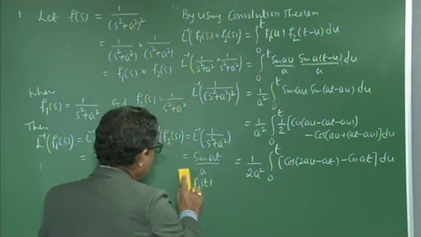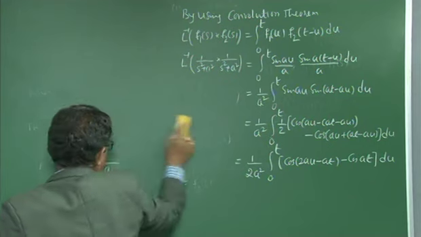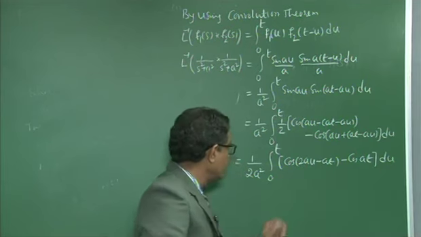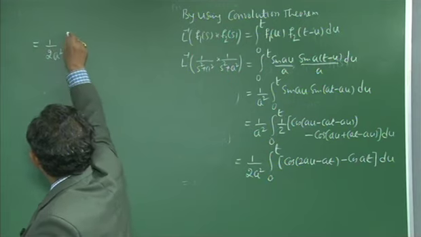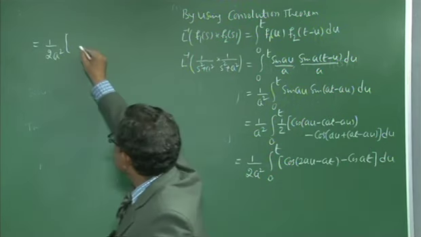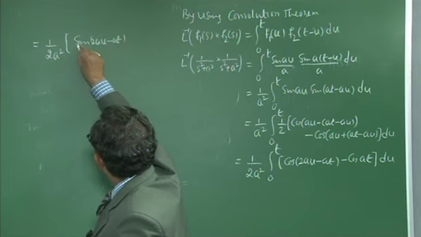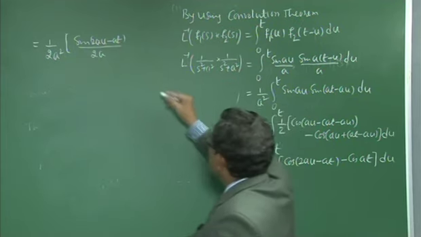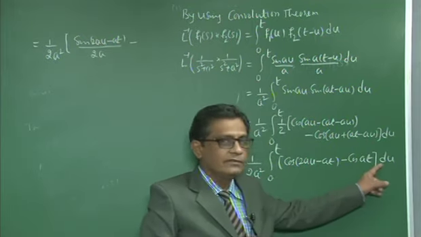Yes, now integrate with respect to u. Now simplify. This is 1 by 2a square. Then the integration of cos is sin of 2au minus at, divided by the coefficient of u, that is 2a, then minus, here the integration is with respect to u.